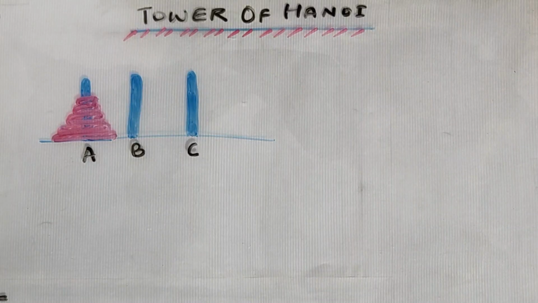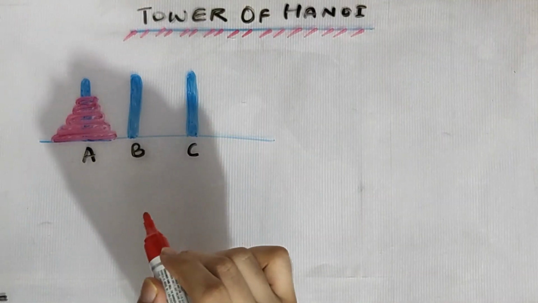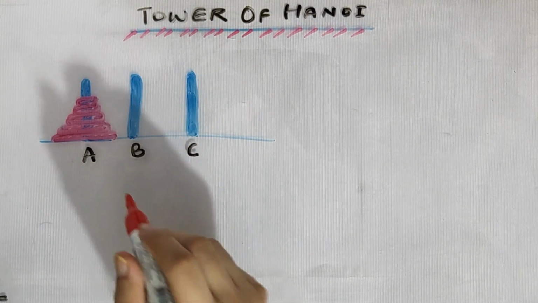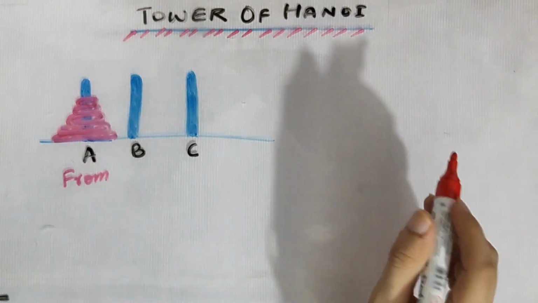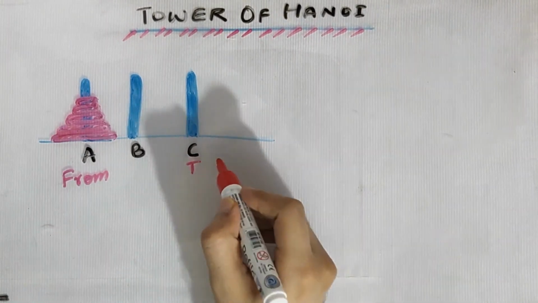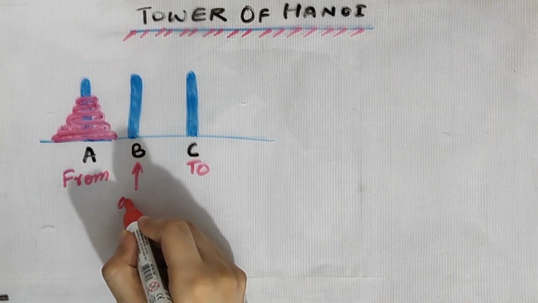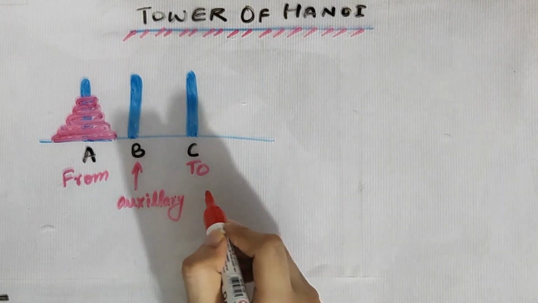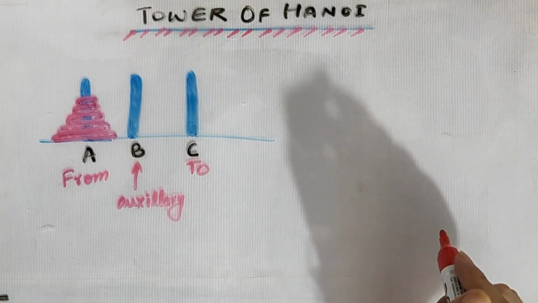In this problem we are given three rods and some discs, and we have to move all the discs from rod A to rod C using rod B. So A is the from rod, C is the to rod, and B is the auxiliary rod. So we have to move the discs from A to C using rod B.